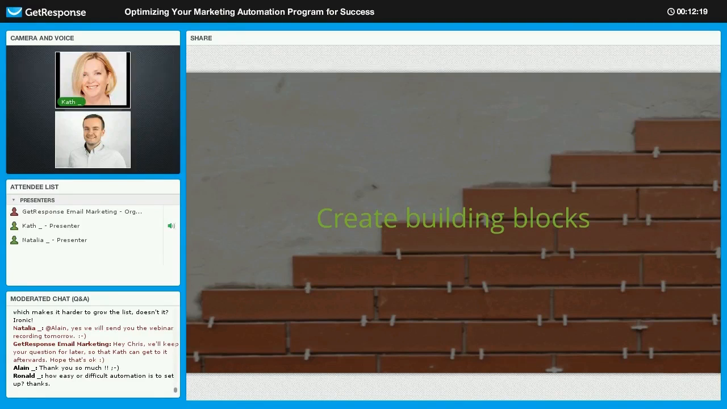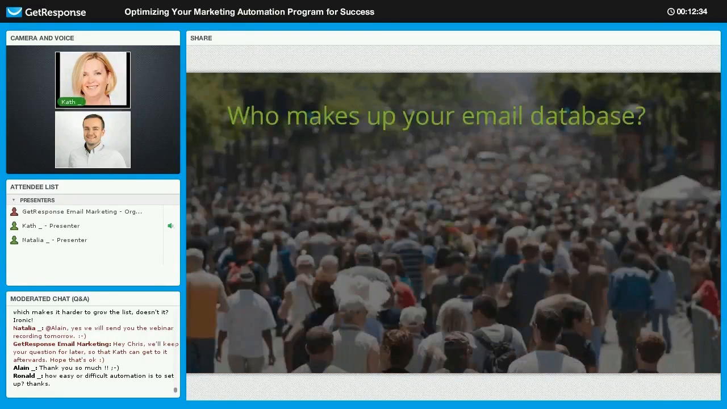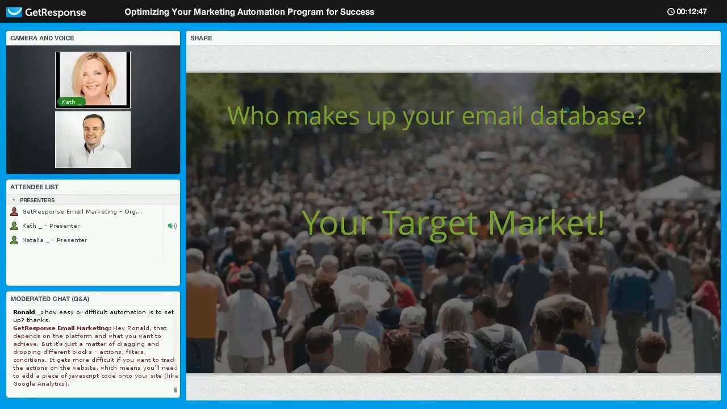Because the bottom line is that our consumers don't stop changing. So our programs can't stop changing. We have to understand that we need to be listening to our consumers as well. So, just keep that in mind. A little question here, something for you to think about. Who makes up your email database? I've got a quick little answer. Your target market, right?